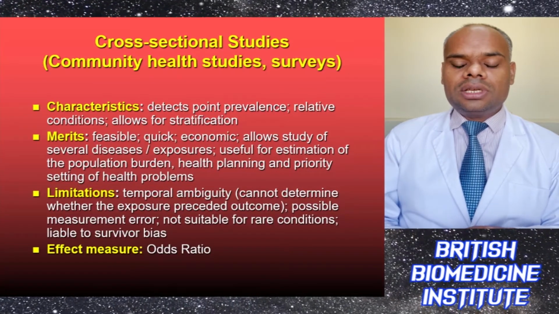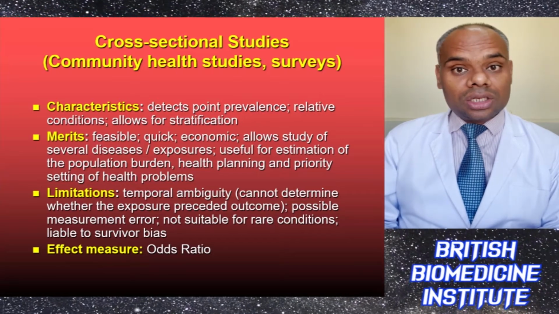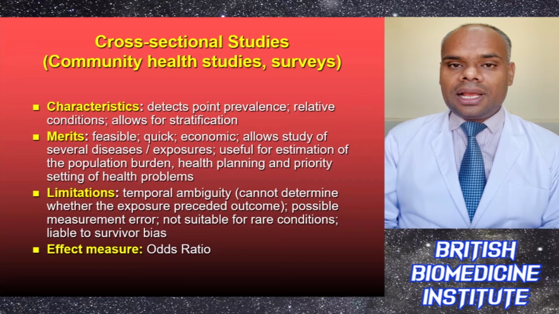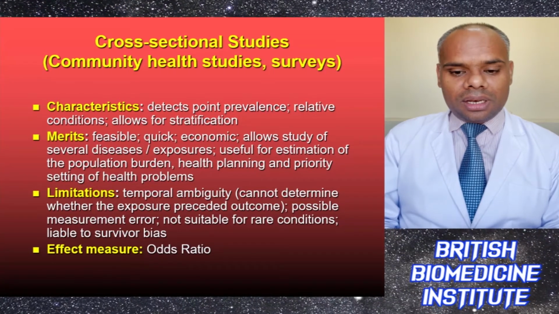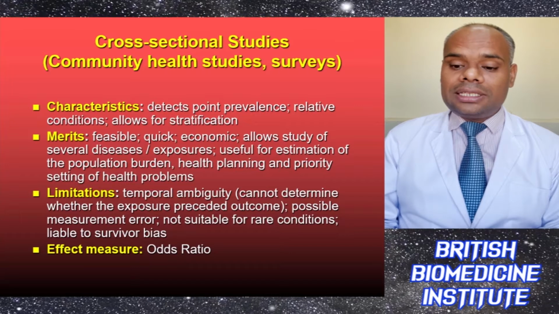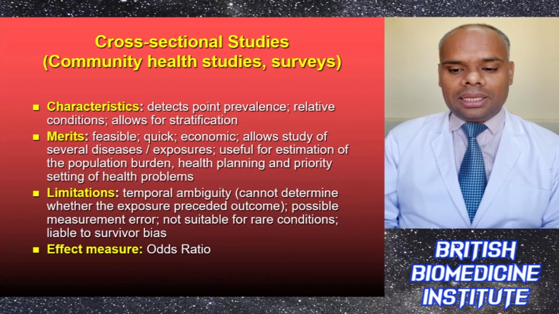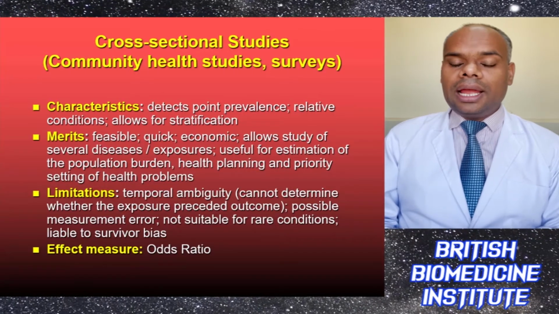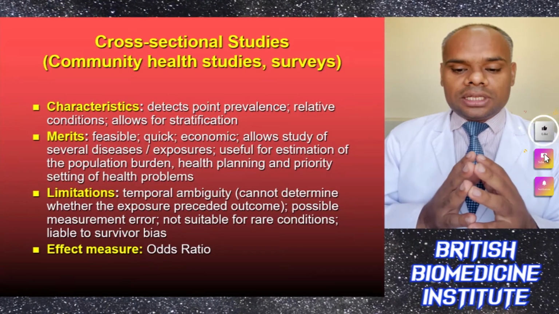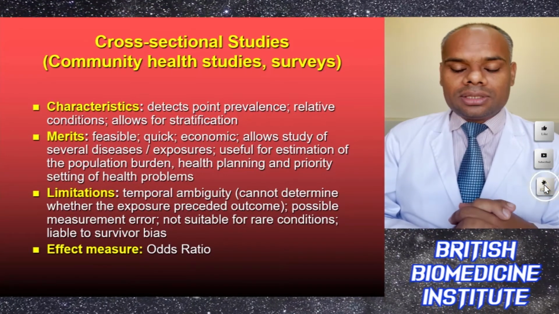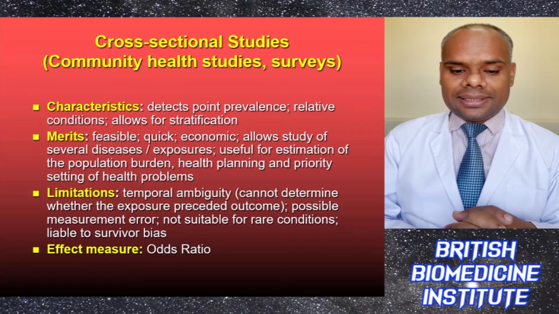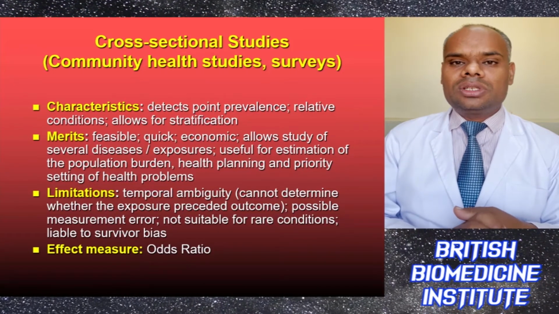So under community health studies or surveys, basically the characteristics are to detect point prevalence, relative conditions, and allow for stratification. Whereas the main merits are: it is feasible, quick, economic, allows study of several diseases or exposures, and is useful for estimation of population burden, health planning, and priority setting of health problems. And the limitations are: temporal ambiguity, or it cannot determine whether the exposure preceded the outcome, possible major errors, it is not suitable for rare conditions, and it is liable to survival bias. And the effective measure is it can help in calculation of odds ratio.